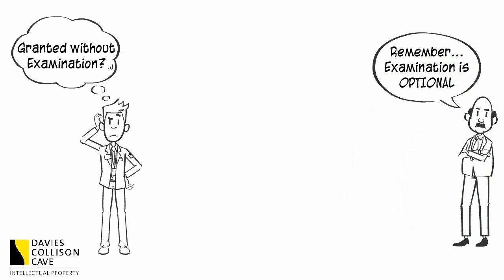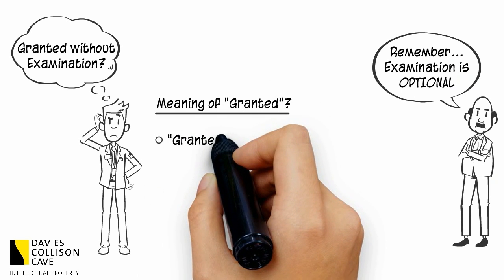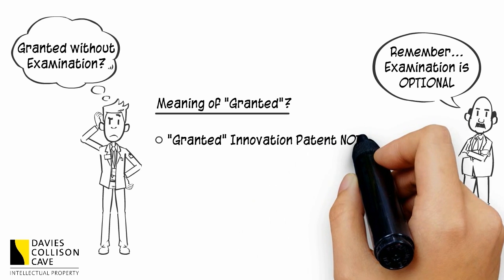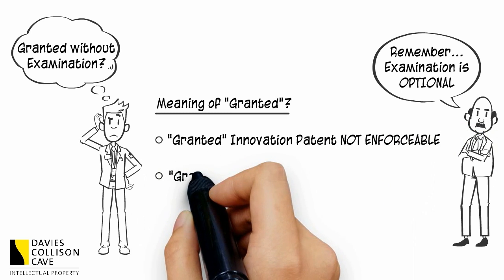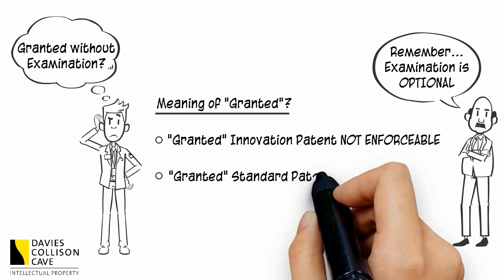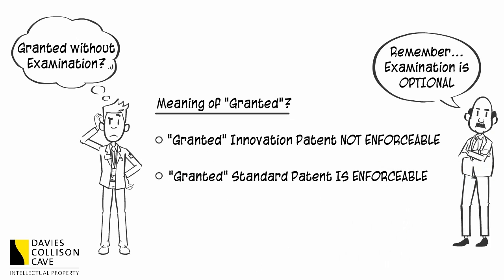The term granted when applied to an innovation patent has a different meaning than when applied to a standard patent. A granted innovation patent is not enforceable, whereas a granted standard patent is enforceable. When I talk about enforceable, I mean that if you wanted to sue a copycat, you would not be able to do so unless your patent was enforceable.